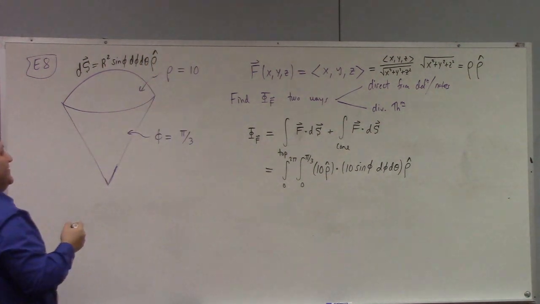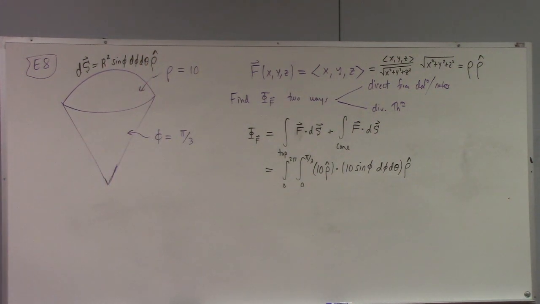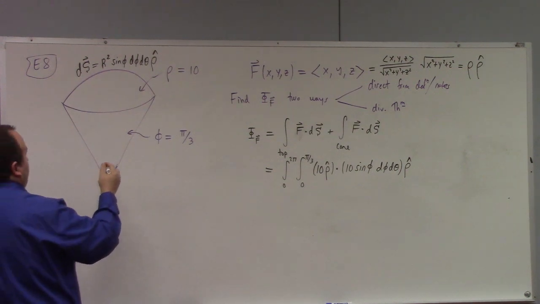And I would encourage you to know what rho hat actually means in terms of the Cartesian coordinates, right? It's like cosine theta sine phi, sine theta sine phi, cosine phi. If you don't know that kind of thing and you need to know it on the final, just ask me. I'll probably help you.